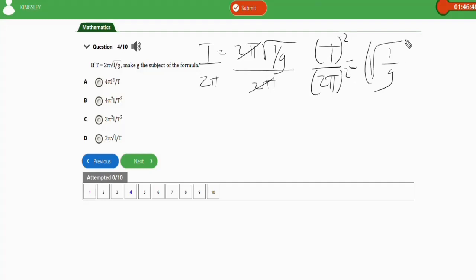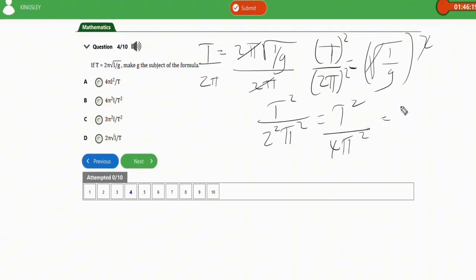Remove the square root, this square will cancel the square root, so you're left with t square over, to remove this bracket, what is inside this bracket at the denominator we share the square, so the same thing as 2 square. So when we break it down, we are going to have t square over 2 square is 4 pi square equals what? 1 over g. So we want to make g the subject of the formula.